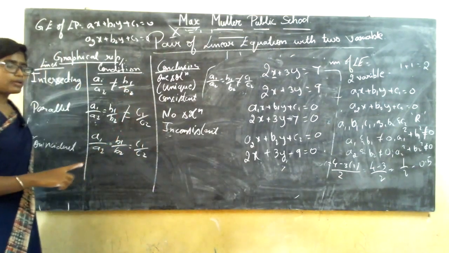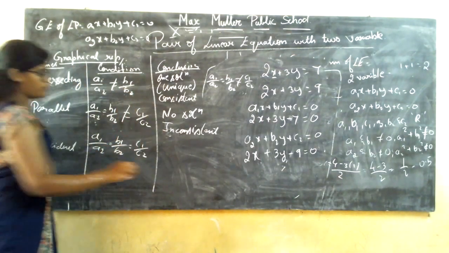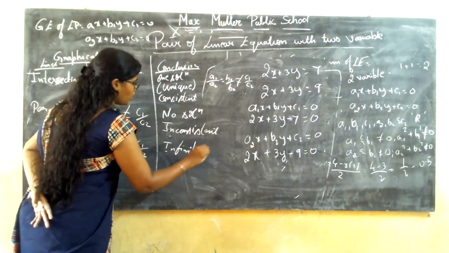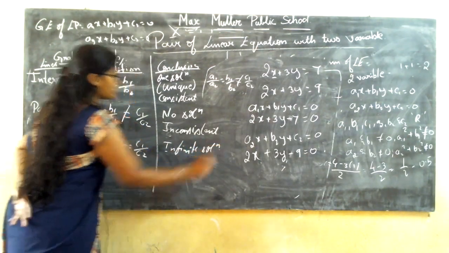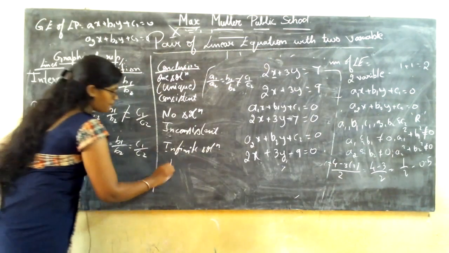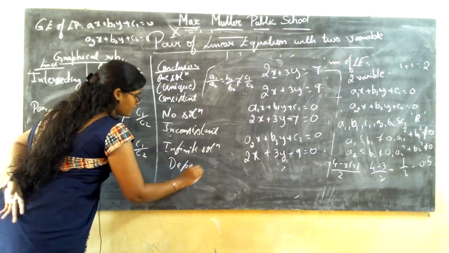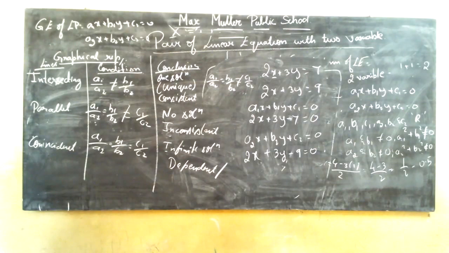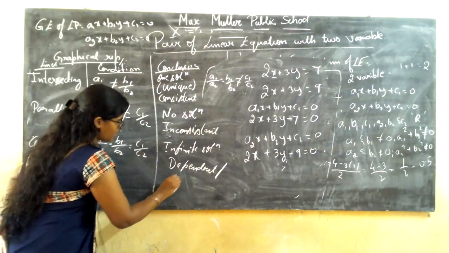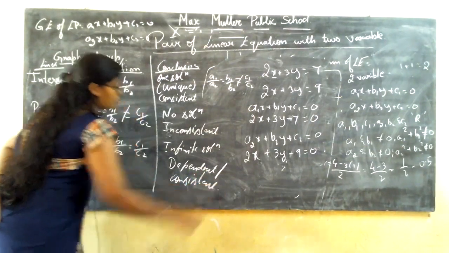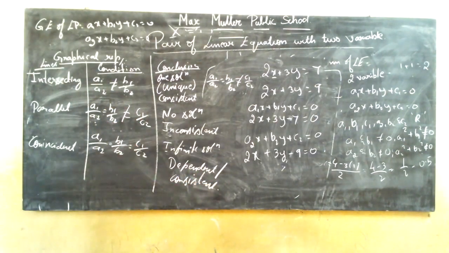Clear? Now, how are you going to conclude it? Initially, we concluded the number of solutions. Here also, you will be having infinite number of solutions. What is the mathematical term you will be using when you have infinite number of solutions? It is dependent. If you have not been using dependent, you can also say it as consistent. Consistent. You can also say it as consistent. Clear?